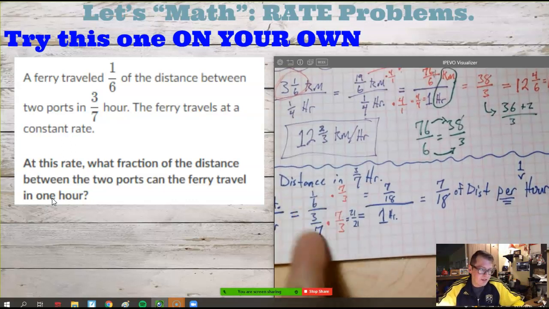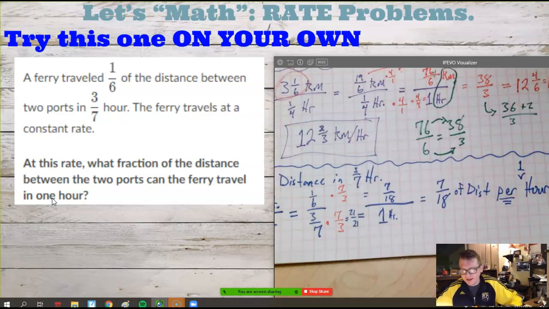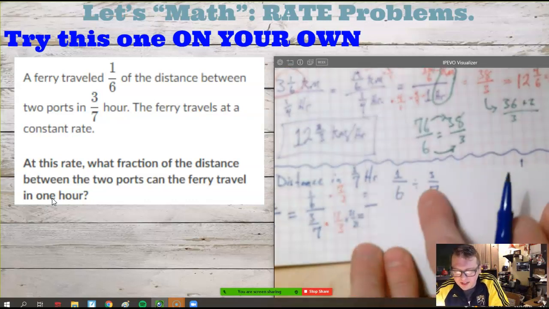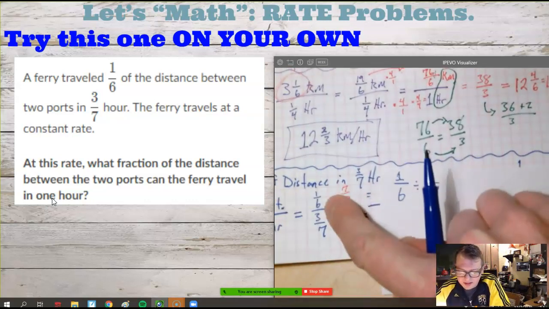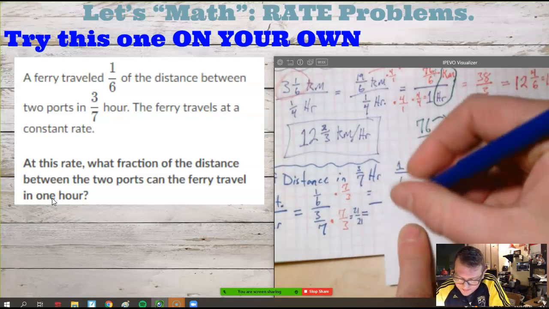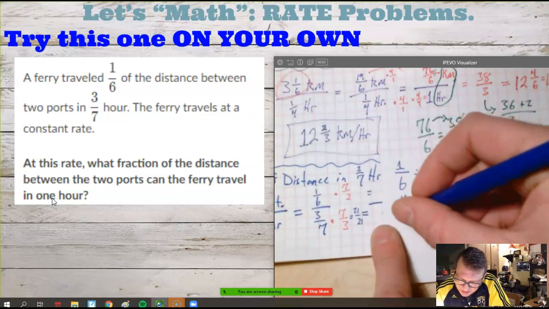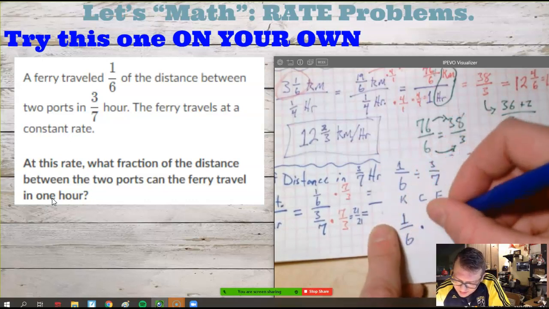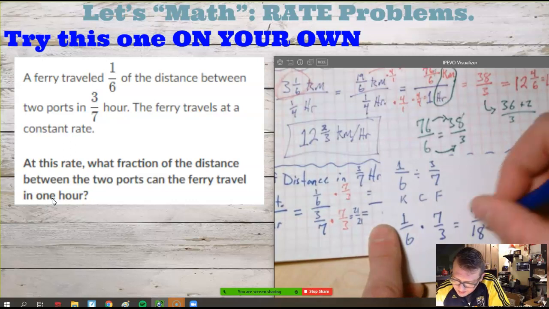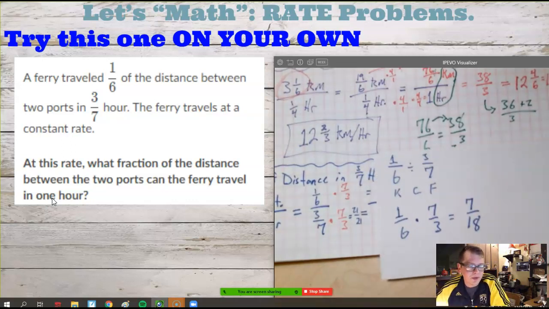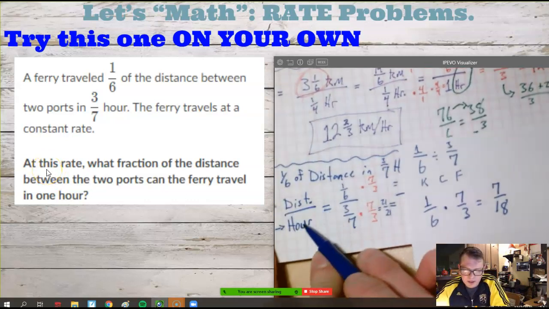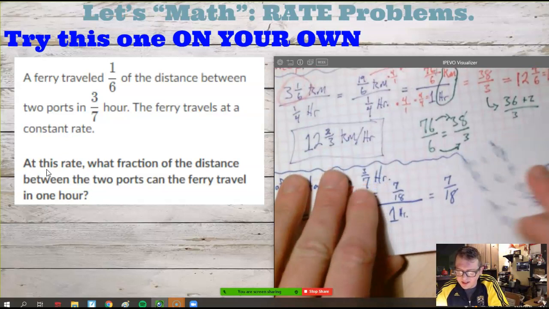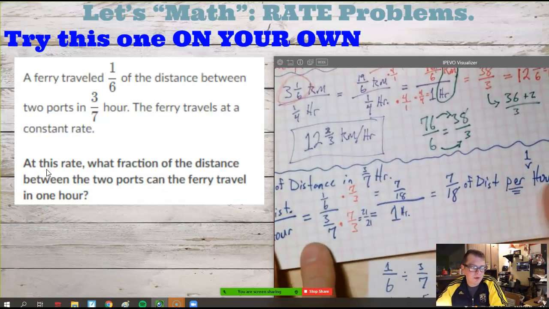What's the other route that we could take when we see a fraction divided by a fraction? Yes, keep, change, flip. So we could set up 1/6 divided by 3/7 like this. We could keep, change, flip. Guess what? We're going to get the same answer here, 7 over 18. And then we just need to make sure that we put our label on of distance per hour. So that's 7/18 of the distance between the ports per hour.